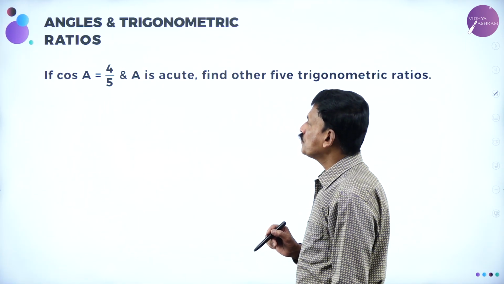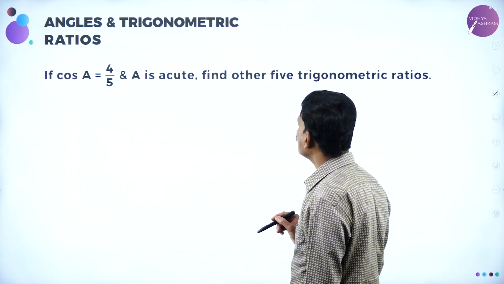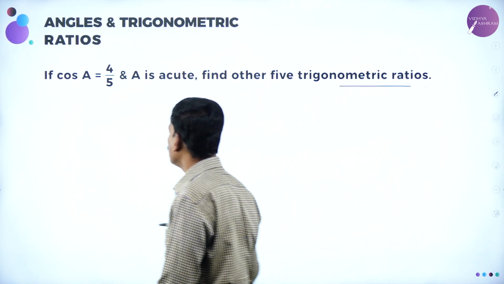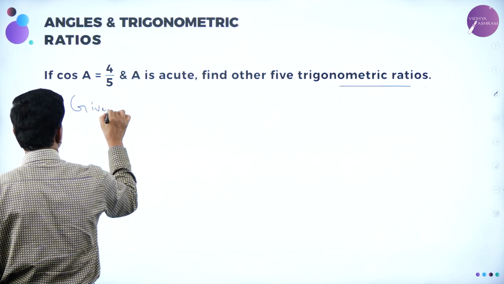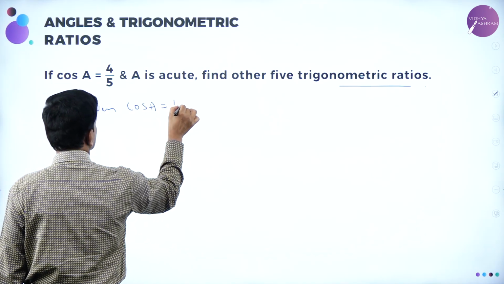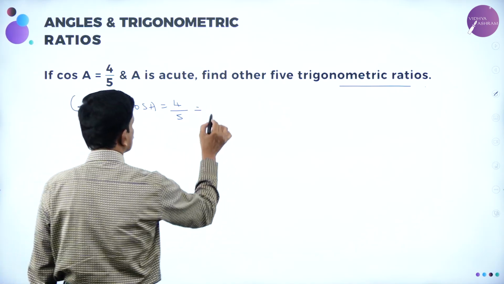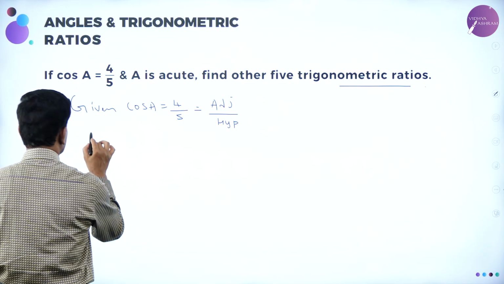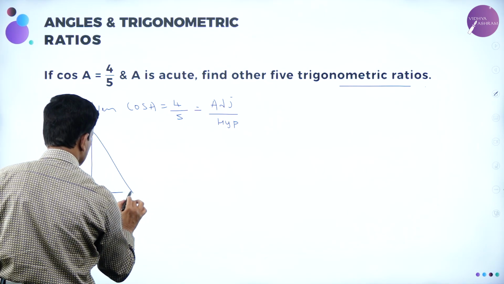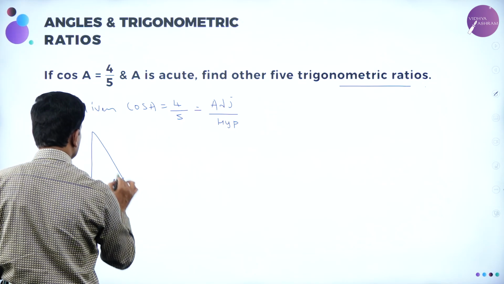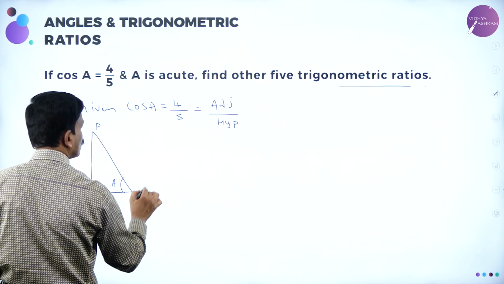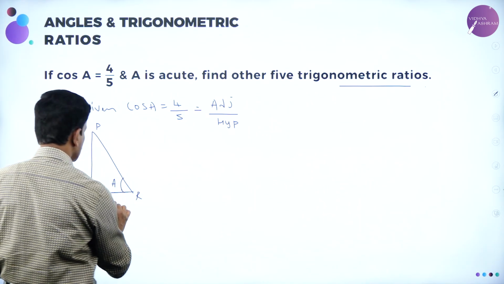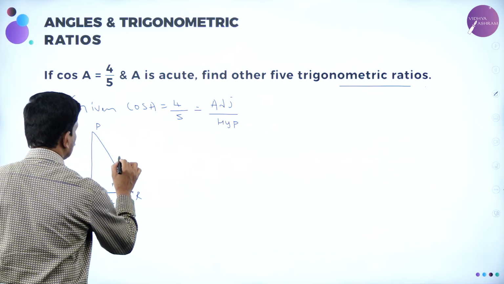Similar type problem. If cos A is equal to 4 by 5 and A is an acute angle, find the 5 remaining trigonometrical ratios. Same as that of the previous problem. What is given? Given cos A is equal to 4 by 5. In terms of sides, cos A is nothing but adjacent side divided by hypotenuse side. Let us draw a triangle. This is angle A. Let us call it P, Q and R. Now, what is adjacent from here? Adjacent is 4, hypotenuse is equal to 5.